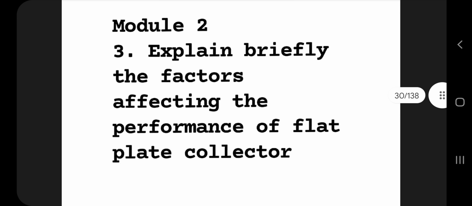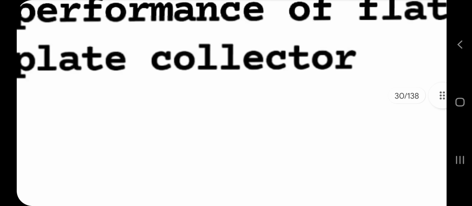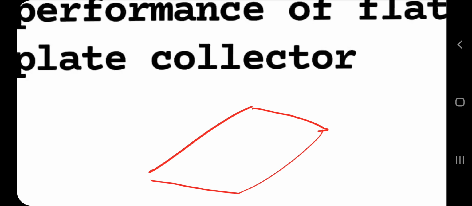Okay. Next question is, explain briefly the factors affecting the performance of a flat plate collector. What is a flat plate collector? A flat plate collector is a flat plate which is a collector. Just as the name suggests, it is a flat plate which is a collector. So what does it collect? It collects, obviously, solar energy. We are studying about solar energy, right?